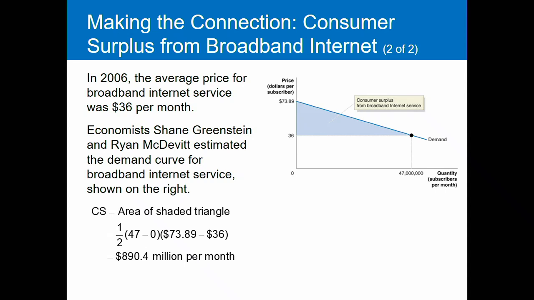Some of them valued internet access at over $70 a month. Maybe they were hardcore gamers, maybe they needed the internet for work and they were working from home. They valued it a lot more highly. So they'd be willing to pay upwards of $70 every month for internet access. But they don't have to. The equilibrium price in this case is only $36. So again, they're being made much better off by engaging in this.